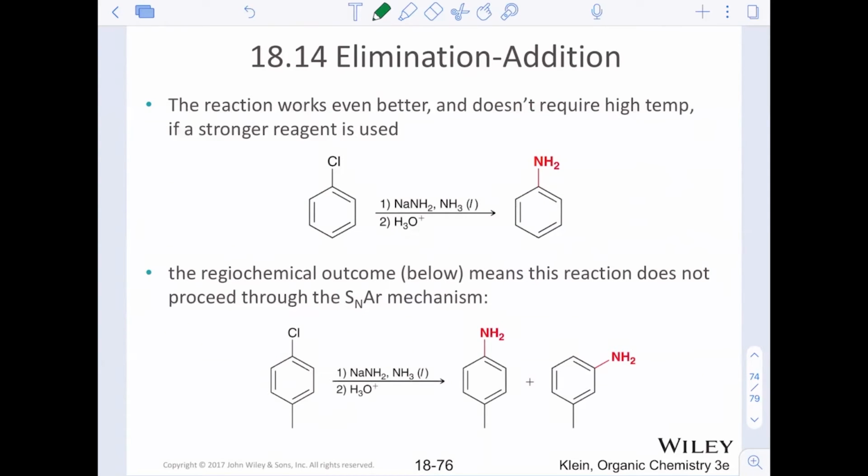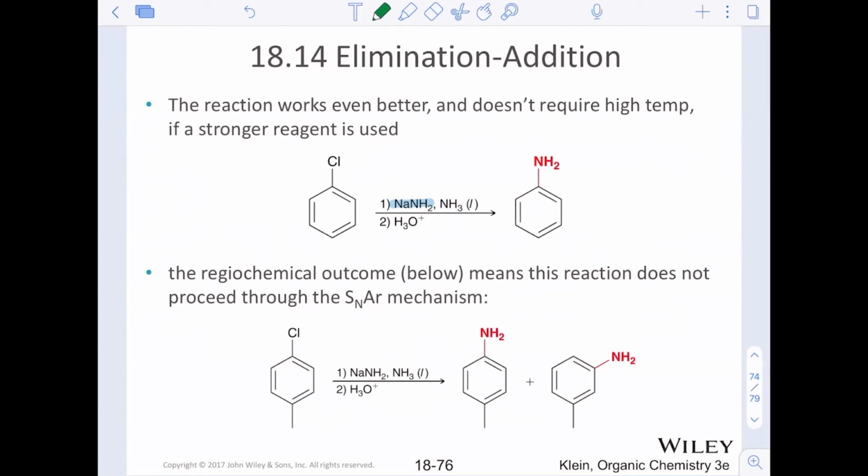Amide is even better, right? So we can see amide work really, really well here, not at high temperatures, just at normal everyday room temperature. But here's the kicker, where we know that a different reaction occurs. The regiochemical outcome actually will change the products.